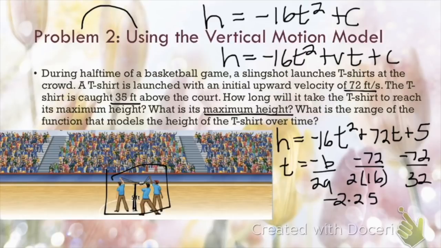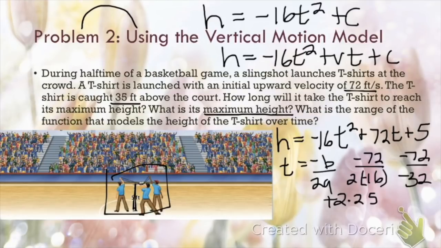I'm sorry, I missed a negative. That was supposed to be a negative 16. Good thing I was double checking my work there. So negative 16, which means my answer is actually positive. I apologize for that. So now that I know that my t is 2.25, I need to plug that in for t to figure out my maximum height.